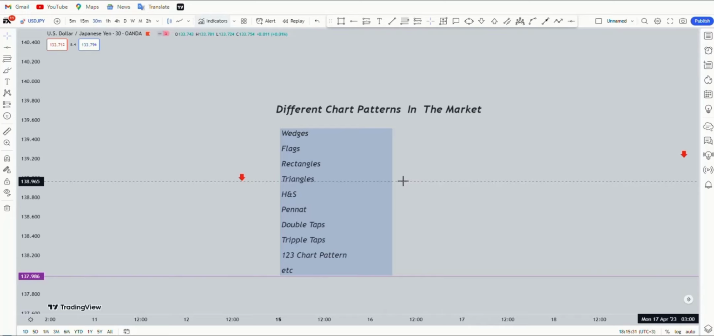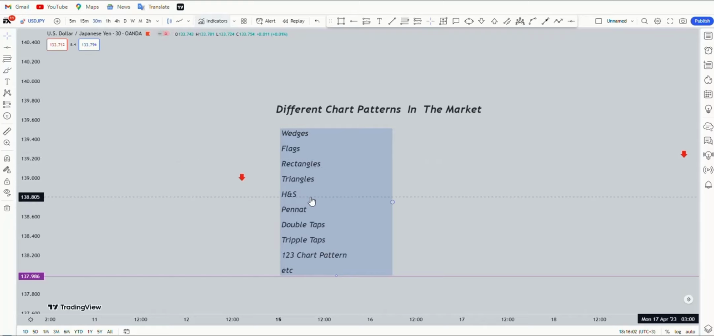Let me explain something about wedges. These wedges, you can find them in a trending market, and they can work as continuation and reversal chart patterns. You'll know how to find them, and you know how to use them on both sides. So we have flags, continuation chart patterns. We have rectangles, which is more the market moving sideways, and they are also continuation chart patterns. We have triangles, we have head and shoulders.